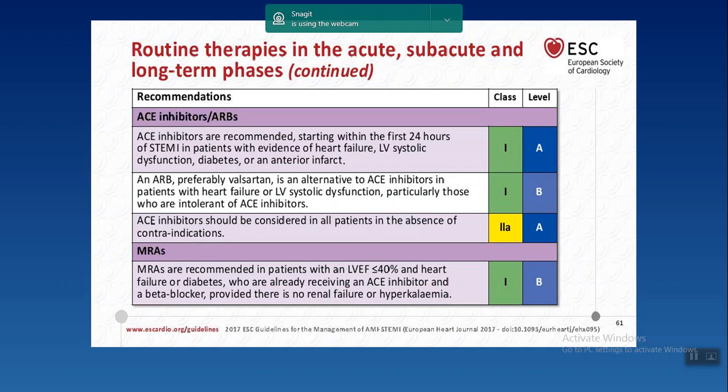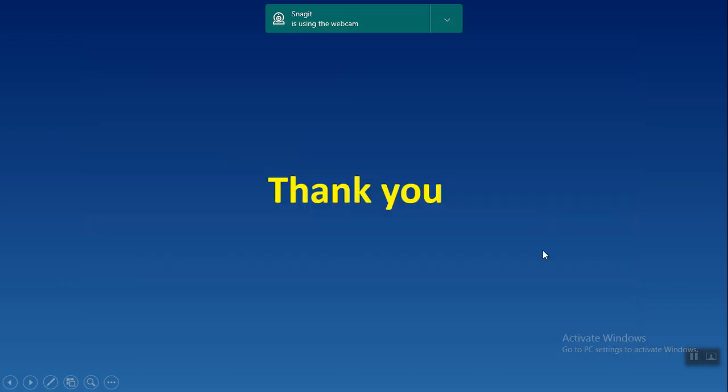Mineralocorticoid receptor antagonists are recommended in patients with left ventricular ejection fraction less than 40%, heart failure, or diabetes, who are already receiving an ACE inhibitor and a beta blocker, provided there is no renal failure or hyperkalemia. I hope I could cover most of the points that are related to the management of ST segment elevation acute myocardial infarction.